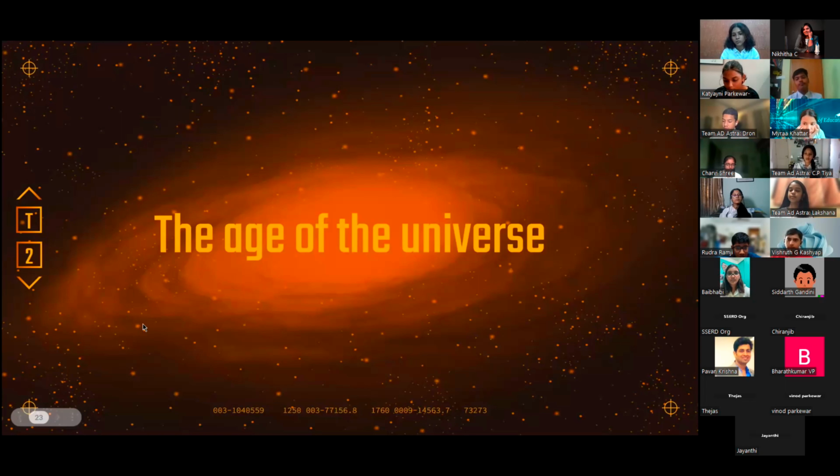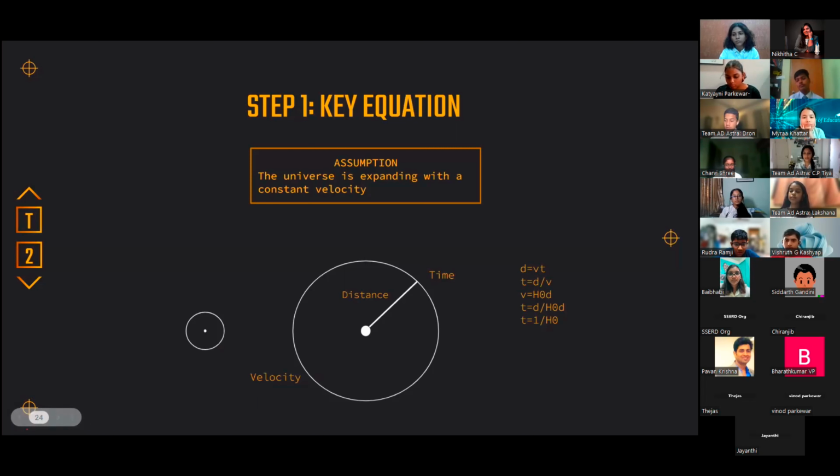So over the course of this project, our main motive was to determine the Hubble constant. Alongside that, we had also gathered enough data to determine when the expansion of the universe began, which gives us the age of the universe. Before I explain how we calculated it, I'd like to establish a couple of key equations that we used that helped us calculate the age. So the key assumption made was that the universe is expanding with a constant velocity.